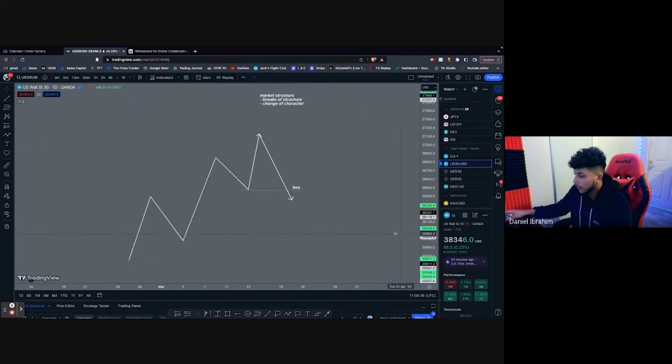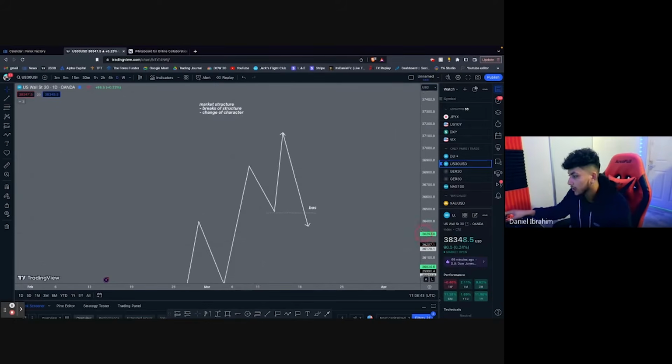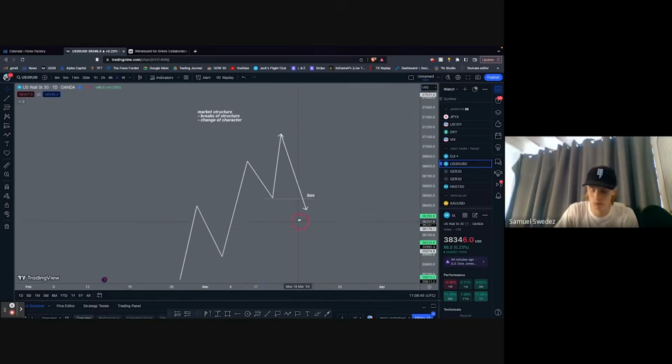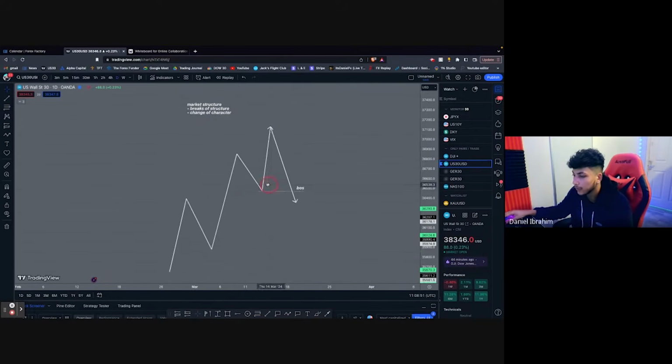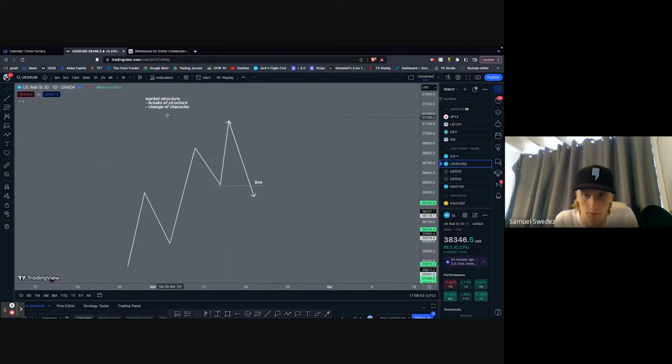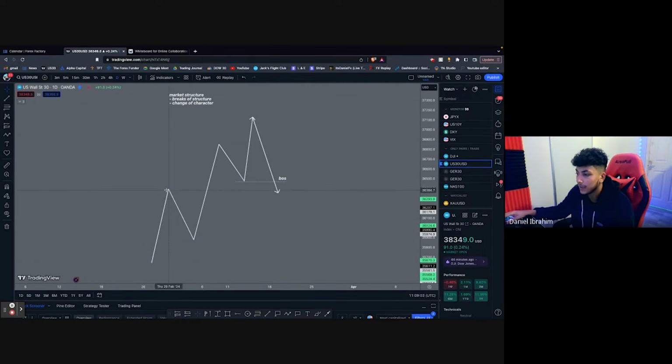Now, there's another concept which is called a change of character. A change of character is literally the exact same thing as a break of structure. The only thing that changes is a change of character has to be in the opposite direction to the trend. So technically speaking, this example that I showed you right here is actually a change of character as well, because it's a break of structure in the opposite direction to where price is pushing. A break of structure, a BOS by itself, can be in the same direction.